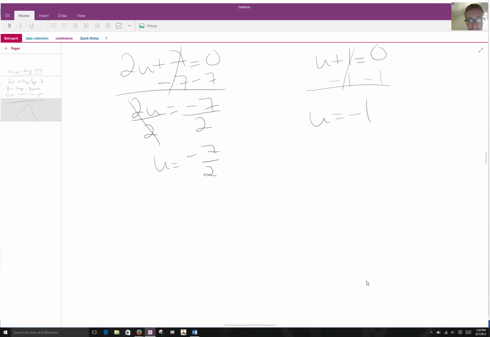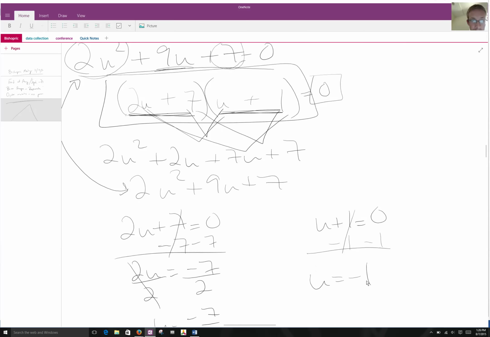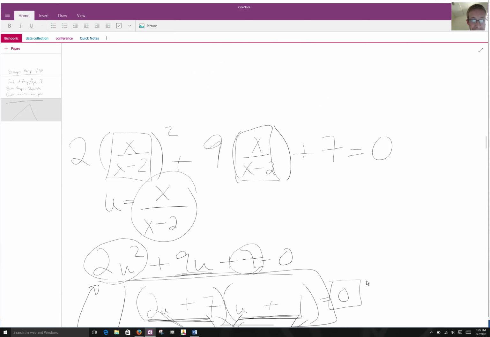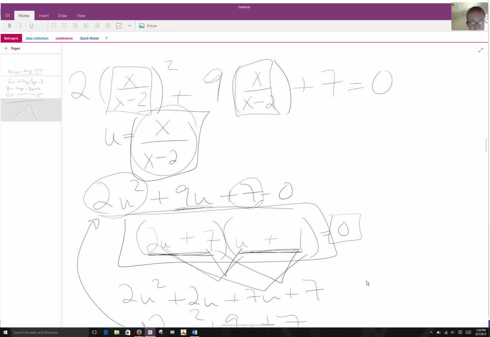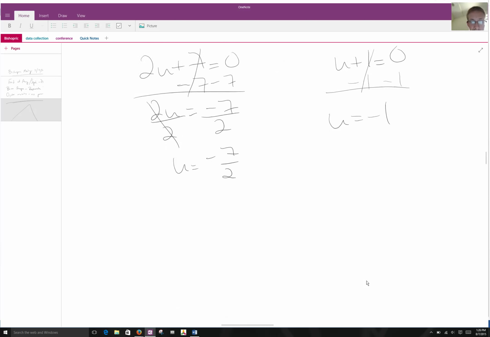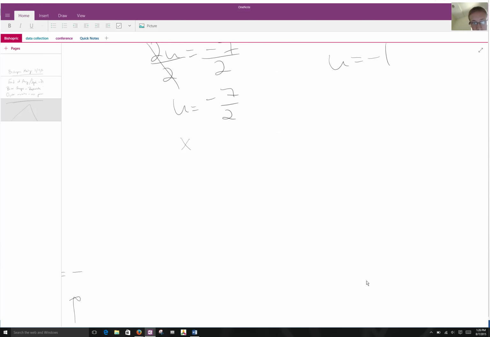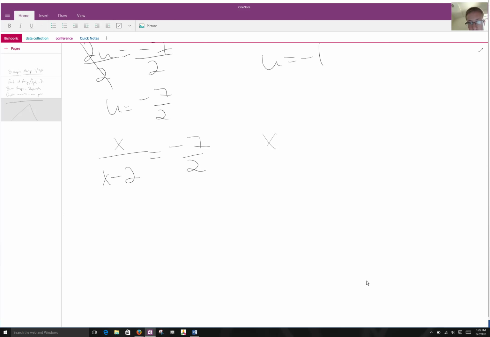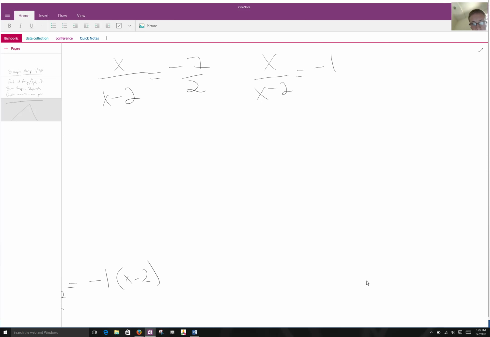Now what we're going to do, we got to realize that we solved for u, which is great, but the question was asking us what is the x solution. So remember how up here we said that u is equal to x over x minus 2? We're basically going to take that expression, plug it in every place where we see u's now. So x over x minus 2 is equal to negative 7 halves. And then similarly, x over x minus 2 is equal to negative 1. Okay. Now this is basically our final step of the problem. We need to solve each of these equations for x.